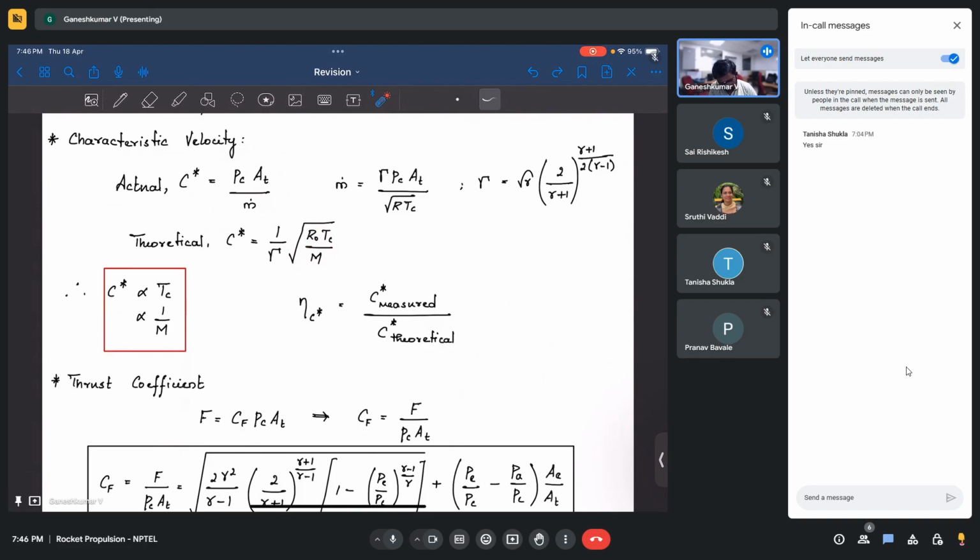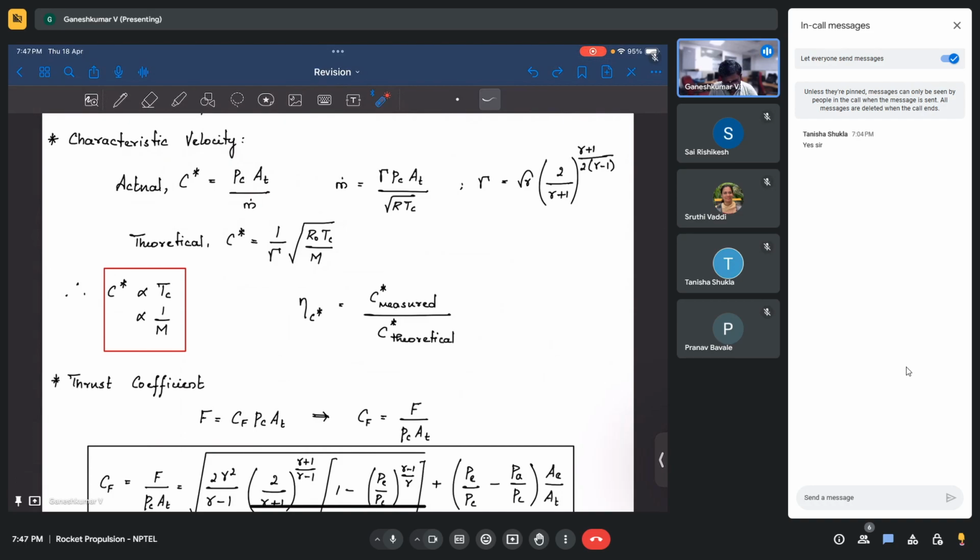But there will always be losses, and you can get this formula from here. So the actual C star would be something like this, and the theoretical C star would be something like this. So you can always find an efficiency. This is the C star efficiency for the system that you can find out.